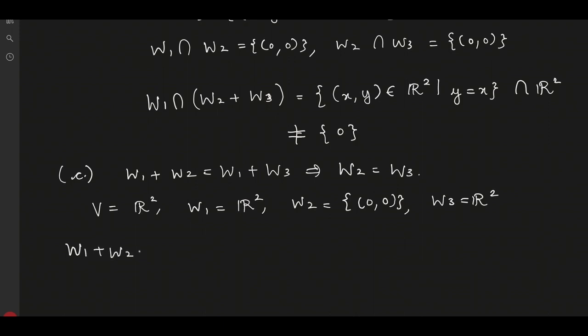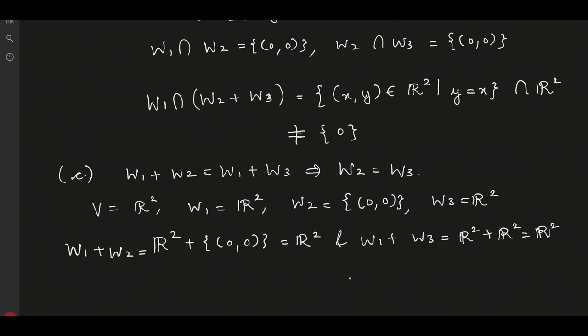W1 plus W2. What will be this? R square plus 0, 0 vector. R square only. W1 plus W3. Again R square only. But W2 is not equal to W3 now. It was mentioned that if W1 plus W2 is equals to W1 plus W3, it implies W2 is equals to W3. So option C is also discarded.